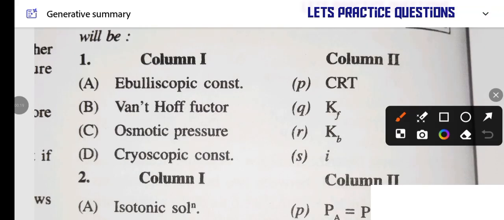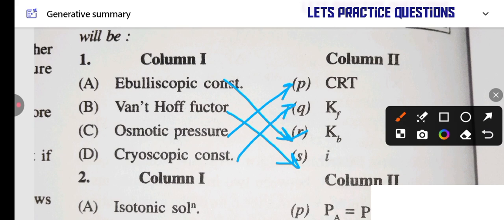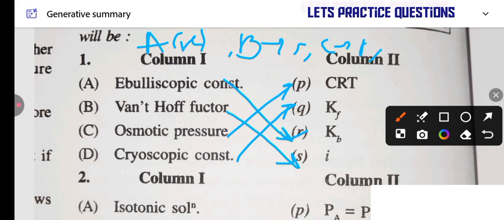Let's read the questions. Option A, ebullioscopic constant goes to R, Kp. Van't Hoff factor goes to I. Osmotic pressure goes to P, CRT. And the cryoscopic constant is equal to Q. Here the answer is A का क्या हो जाएगा R, B का S, C का P, D का Q. ये हमारा आंसर हो जाएगा.